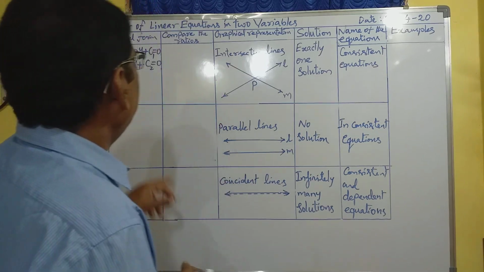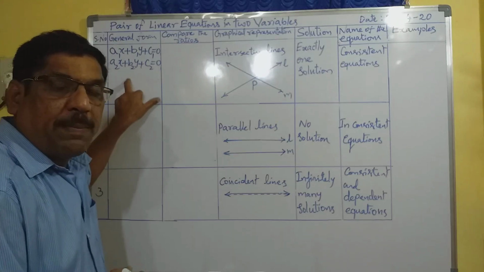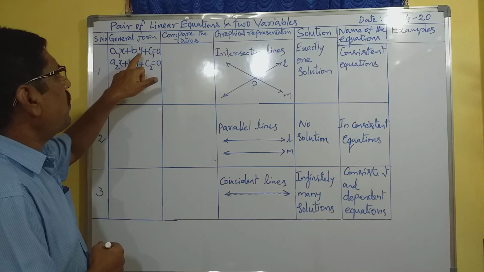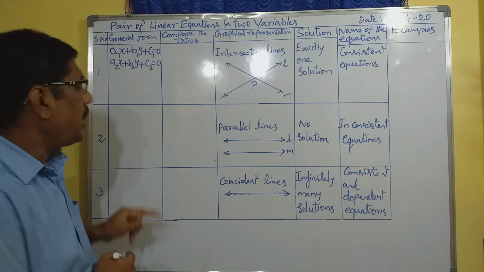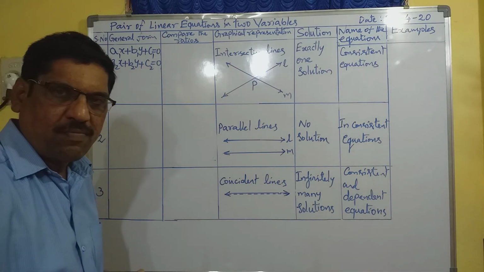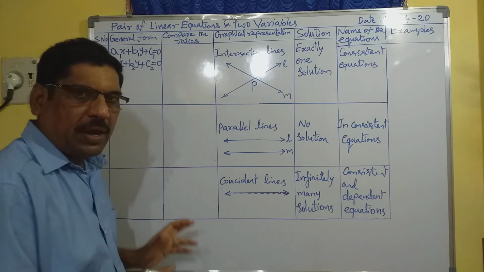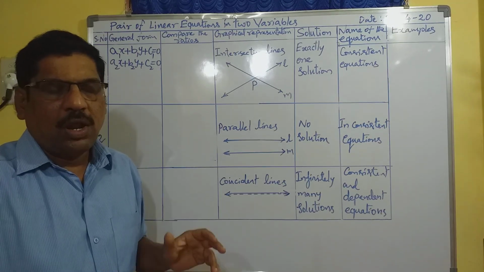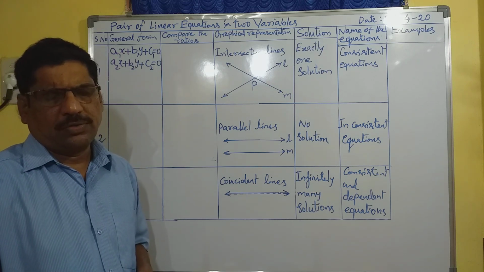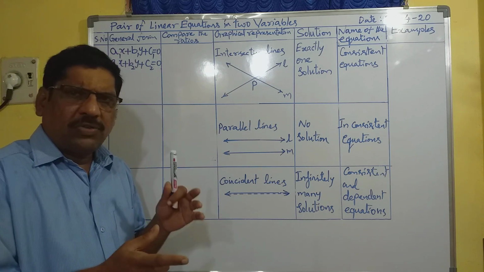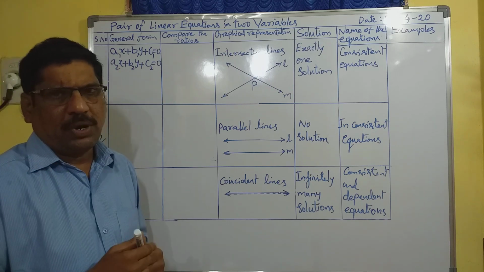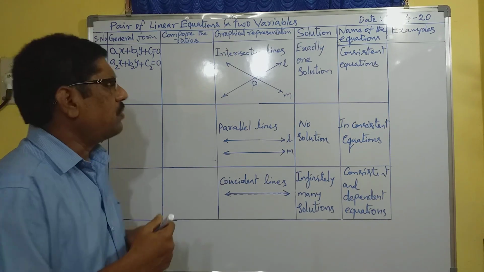Now first of all, what is the general form of a pair of linear equations? The general form is a1x plus b1y plus c1 is equal to 0 and a2x plus b2y plus c2 is equal to 0. This is a pair of linear equations. Now, how will be the solution of a pair of linear equations? It depends upon the equations actually. Now, let us take one example.